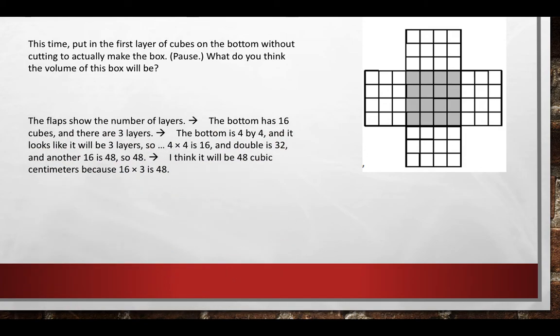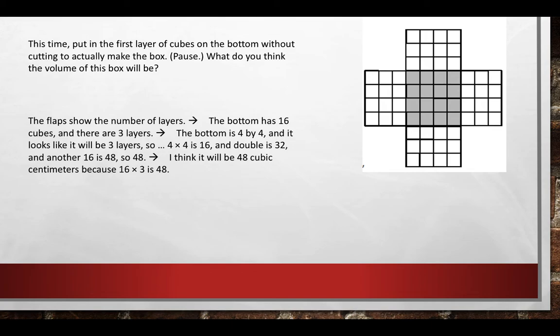So you can see the flaps show the number of layers. The bottom has 16 cubes. If we count all the cubes that are in gray, there are 16 there. And then if we count going up those white cubes, there are 3 layers. So the bottom is going to be 4 cubes by 4 cubes, and it looks like it will be 3 layers high. So first let's find how many cubes would be in one layer.